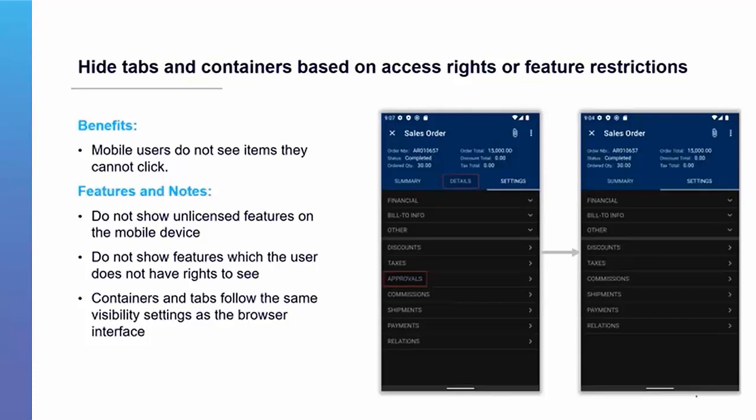That was another item. So maybe you didn't even have a certain module. By default, it would show those modules on the mobile application. So now they've cleaned that up. You'll only see items that are licensed and that the user has access to.